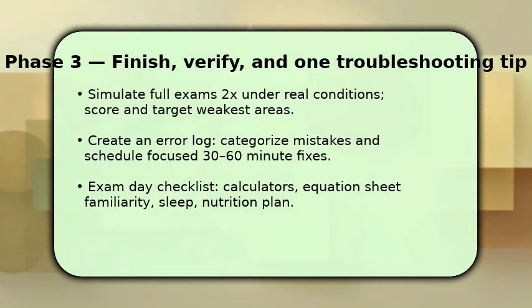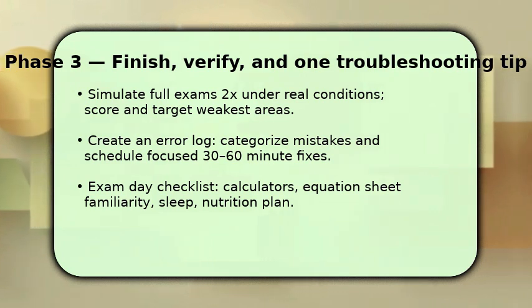Finish by consolidating with full-time simulations and focused fixes. You need at least 2 full exams under real conditions. Score them, then prioritize the weakest topics for targeted review. Keep an error log that categorizes mistakes, algebra, concepts, units, and schedule short 30-60-minute repairs.